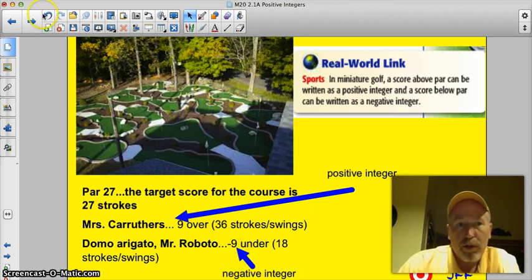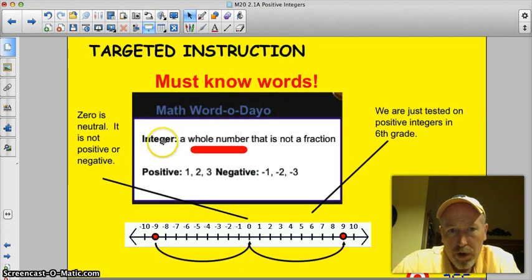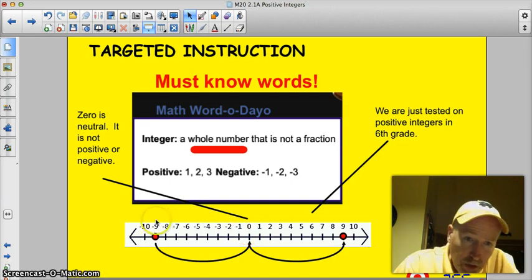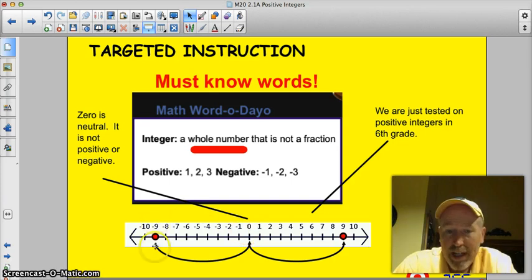Let's look a little bit more carefully at those on this next slide. That's part of the must-know words. An integer is a whole number that's not a fraction. I repeat, not a fraction. In 6th grade in Minnesota, we're just focused on the positive integers, which are everything greater than 0. Remember, 0 is a neutral number. It's not positive or negative, and I've made a note of that over here. And everything lower than 0, that's a negative number. So here's my golf score, -9.